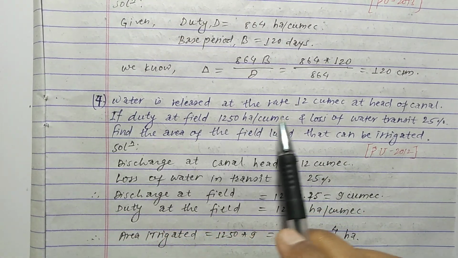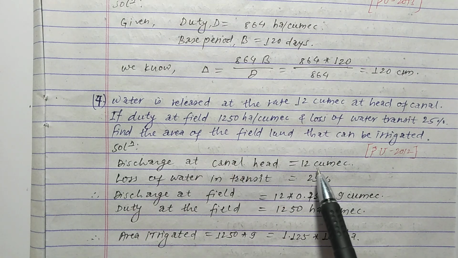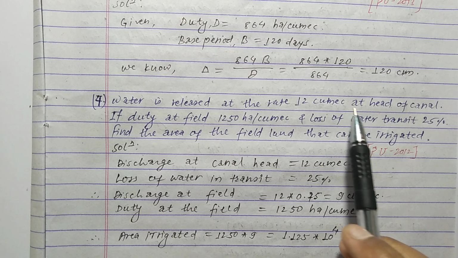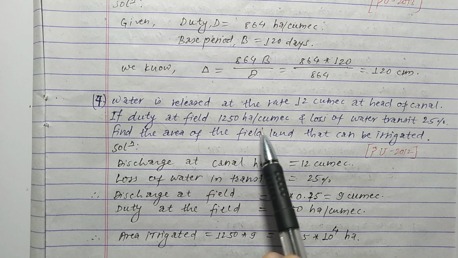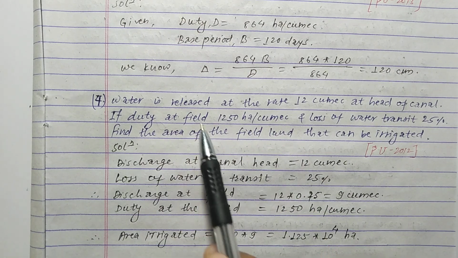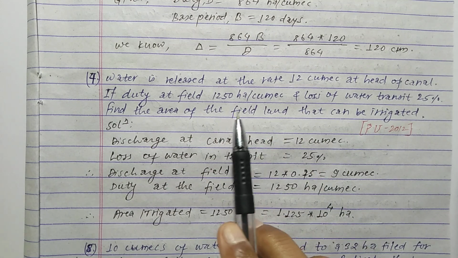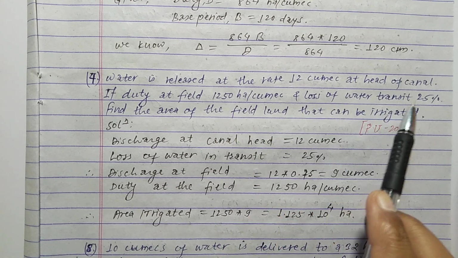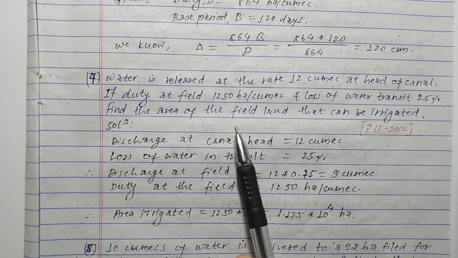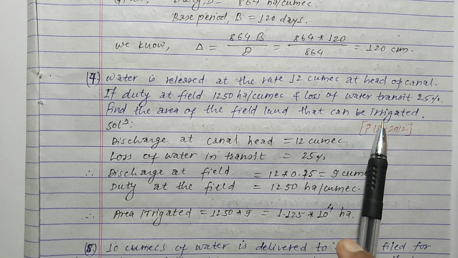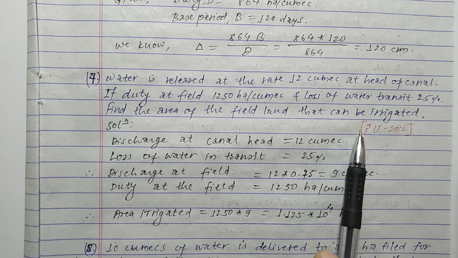Water is released at the rate of 20 cubic, so the discharge at the canal head is given over here as 20 cubic at the head of the canal. The duty at field is 1250 hectare per cubic, and duty is also given. I already told you duty is simply denoted by D. The loss of water in transit is 25%, and we have to find the area of field land that can be irrigated.